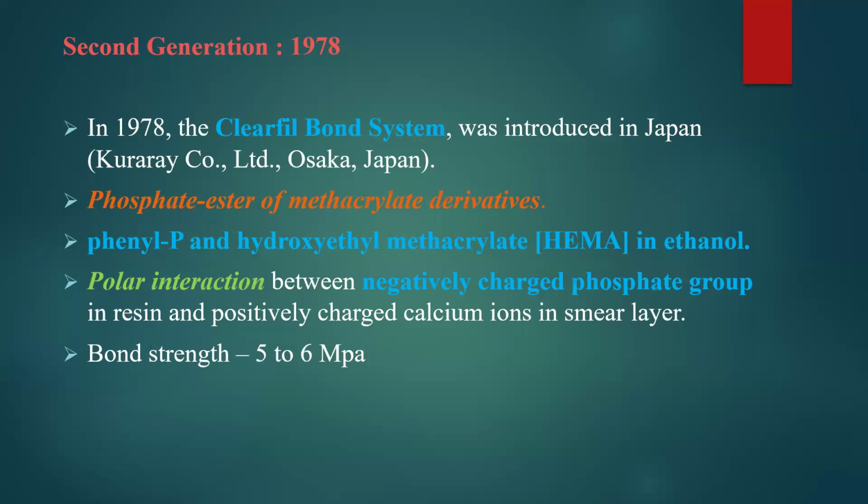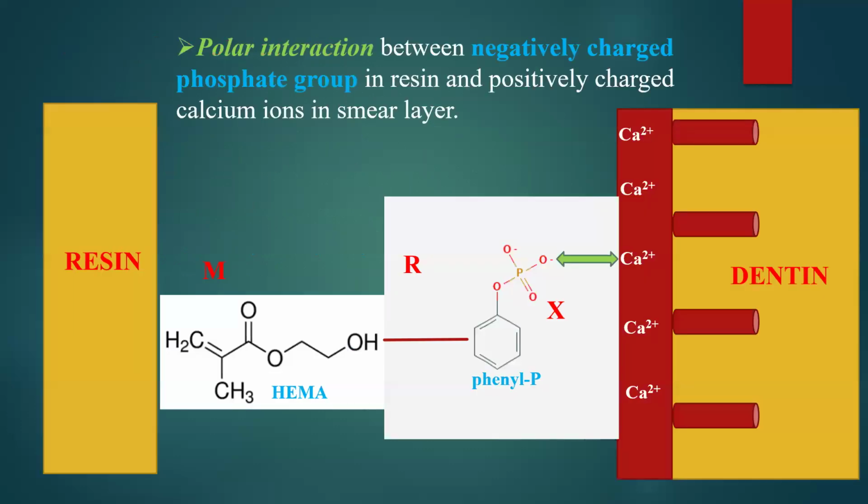In 1978, the Clearfield bond system, which was introduced in Japan, introduced the phosphate ester of methacrylate derivative, phenyl-P, and hydroxyethyl methacrylate, otherwise known as HEMA, in ethanol. There is a polar interaction between the negatively charged phosphate group in the resin and positively charged calcium ions in the smear layer, and the bond strength was about 5 to 6 MPa. Here we can see that the resin which is having the HEMA is bonded to the calcium 2+ positively charged ions in the smear layer.